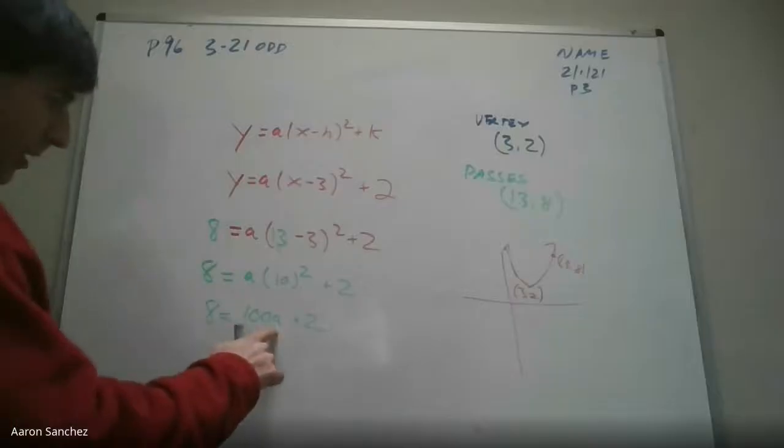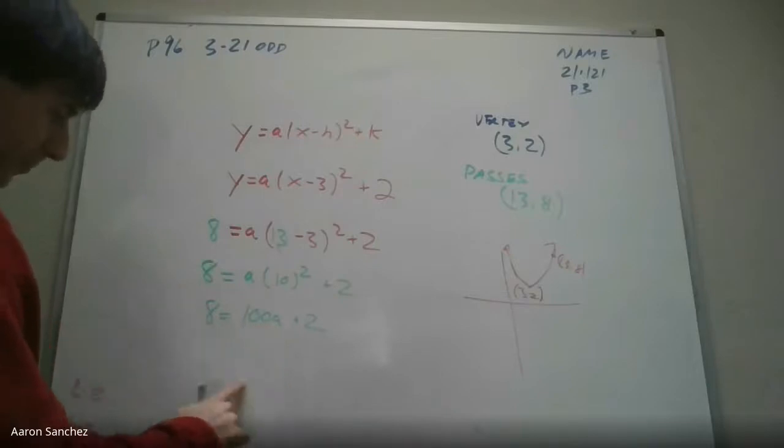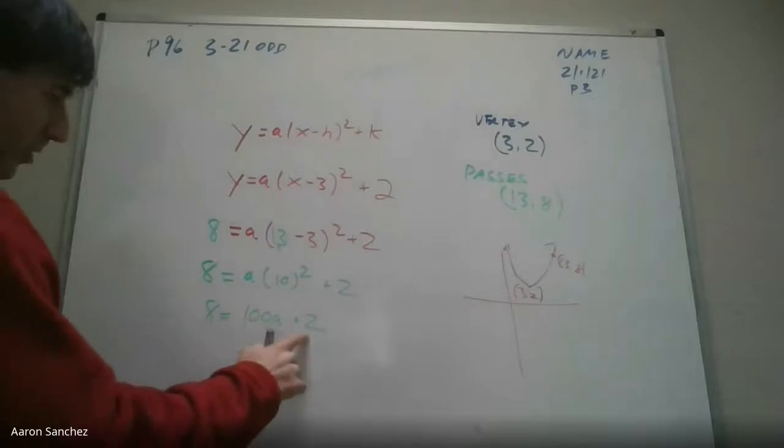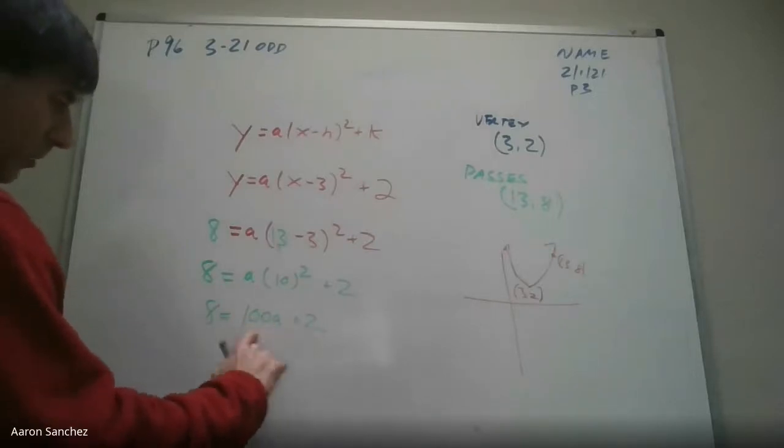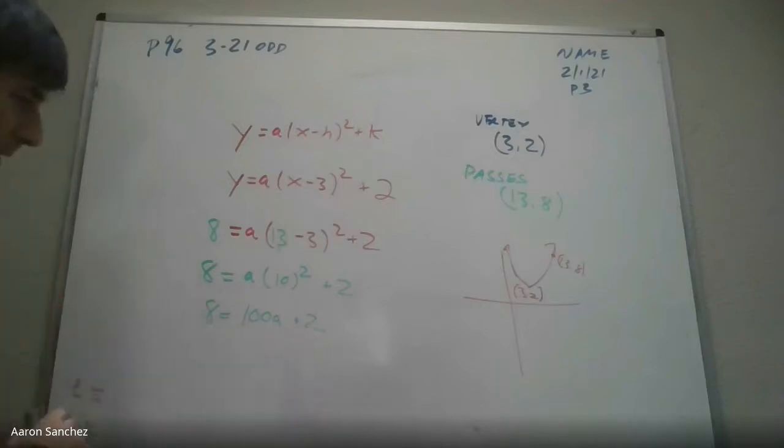Solve for A. You gotta solve for A. I gotta get rid of the 100 or the 2. What do you want to get rid of first? Don't combine them yet, because they're not like terms. Which one do you want to get rid of? The 2 or the 100? Give me a guess.